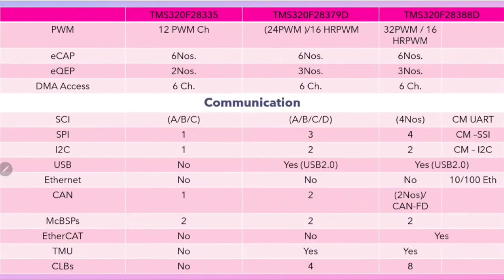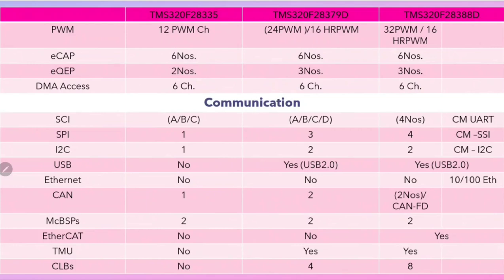If you are looking for the number of PWM channels, it has 12 PWM channels for F28335, whereas F28379D has 24 PWMs and 16 high resolution PWMs, whereas F28388D has 32 PWMs and 16 high resolution PWMs. The eCAP support is the same for all 3 microcontrollers, whereas eQEP, quadrature encoder pulse support, has 2 modules for the F28335, whereas it is 3 for F28379D and F28388D microcontrollers. And all the microcontrollers support 6-channel DMA access.